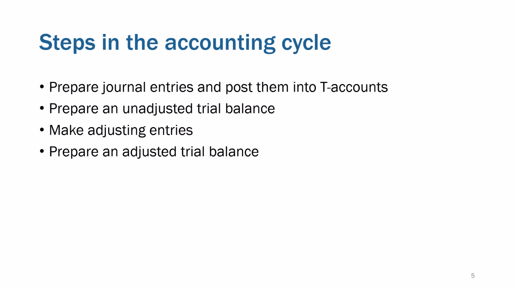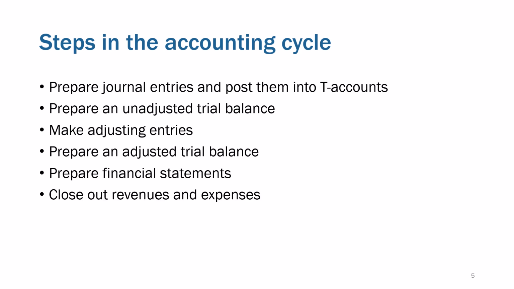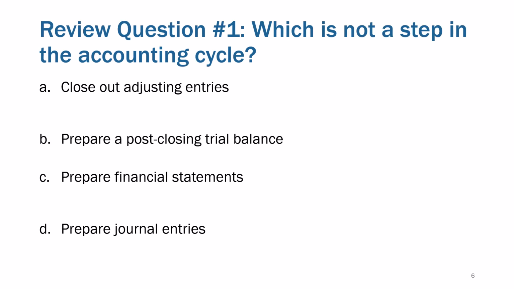Prepare an adjusted trial balance, prepare financial statements, close out revenues and expenses, and that'll give us a post-closing trial balance. So all of these certainly take effort and time, but a lot of those last several can be automated. You're just kind of following a routine set of procedures, whereas adjusting entries, you really need to dig in to figure out what's going on with them.